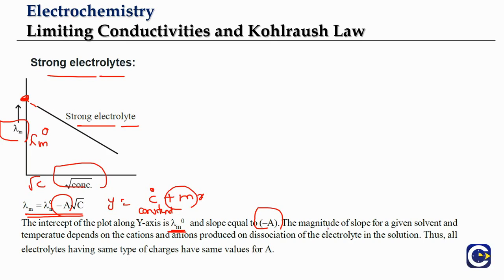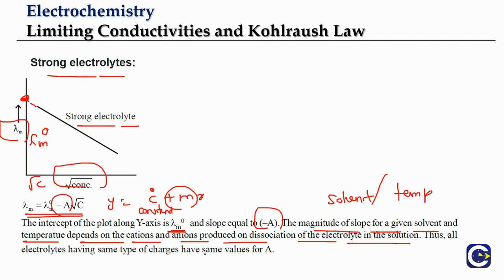Sometimes we can expect some questions on this, especially the theoretical kind of questions. The magnitude of slope for a given solvent and temperature depends upon the cations and anions produced on dissociation of the electrolyte. So if the solvent is fixed and temperature is also fixed, then the magnitude of the slope, A value or mod A, depends upon the cations and anions produced on dissociation of the electrolyte.